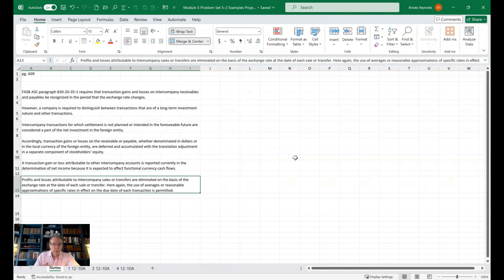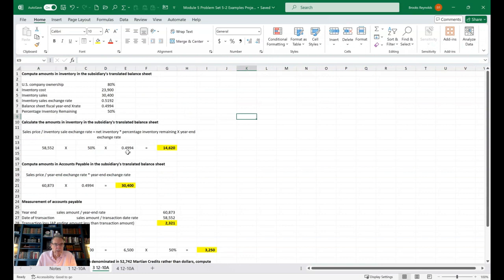Profits and losses attributed to intercompany sales transfers are eliminated on the basis of the exchange rate at the date of each sale or transfer. Here again, the use of averages or reasonable approximations of specific rates in effect on the due date of each transaction is permitted. So again, this really should be one of the shorter problem sets, especially after last week. I'm going to do this middle one here. If you can do this one, you can do either of the other two, and that'll get you right on your way. So you're given certain information.